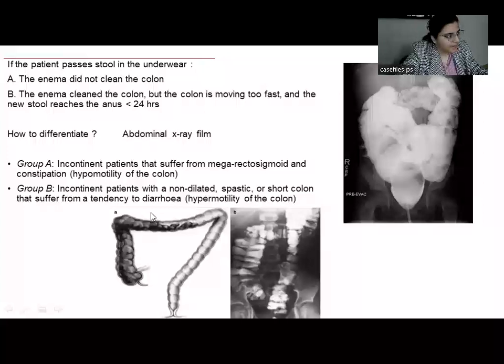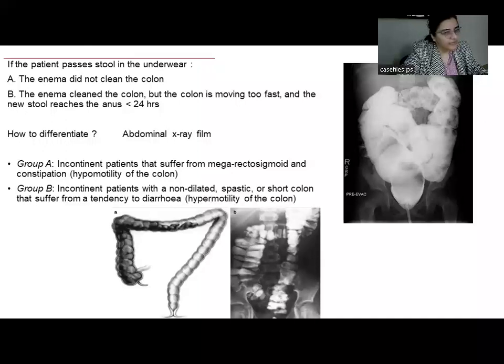That is from the initiation of enema application till the patient evacuates his or her colon. So if the patient, despite having been given enema, is still not clean, then there could be two possible causes for the same. That is, one, that the enema was not effective enough to clean the colon per se, or two, that though the enema had cleaned the colon, the colon is moving too fast, and now the newly formed stools reach within the rectum within 24 hours.